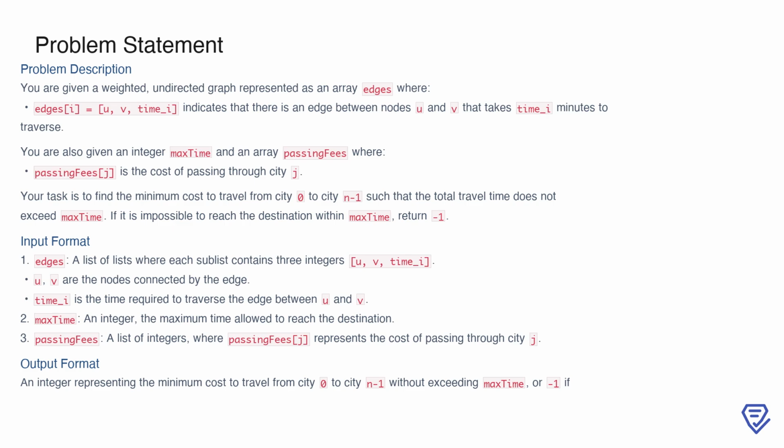Along with this graph, we are given an integer maxTime, which is the maximum time we are allowed to spend traveling. Additionally, there is an array called passingFees, where each element passingFees[j] represents the cost of passing through city j. Our task is to determine the minimum cost required to travel from city 0 to city n-1, such that the total travel time does not exceed maxTime. If it is not possible to reach the destination within this time limit, we must return -1 as the output.